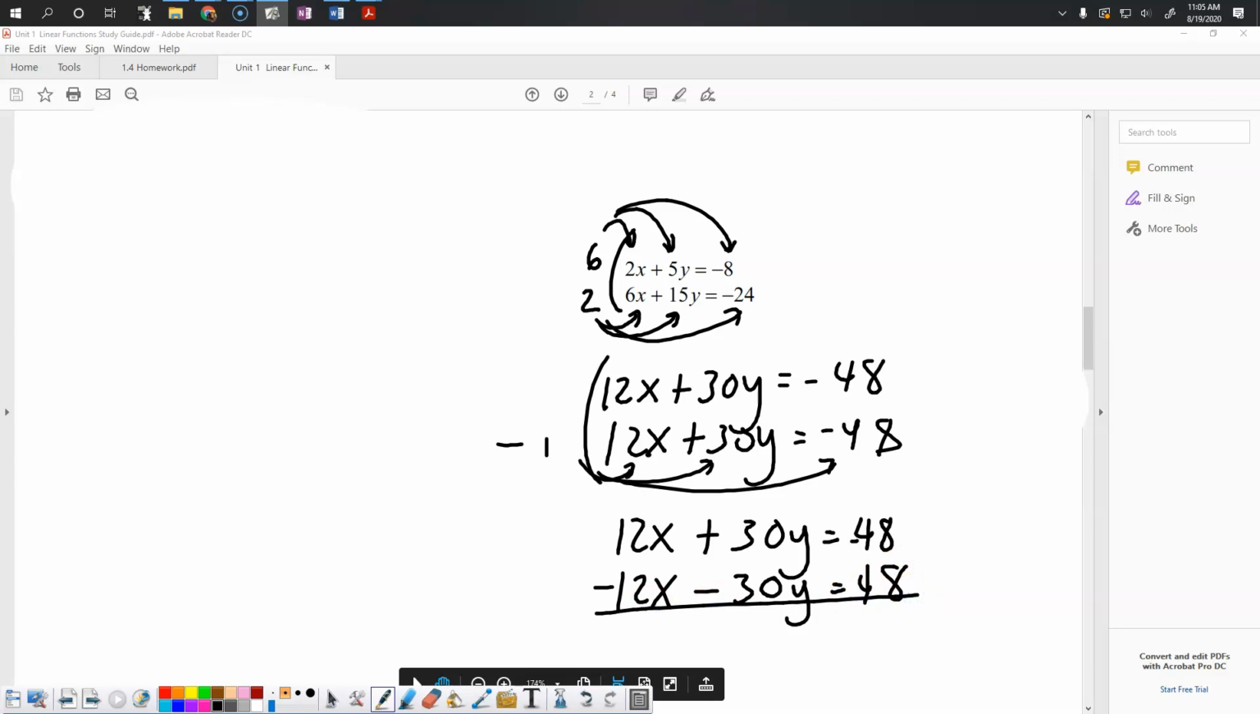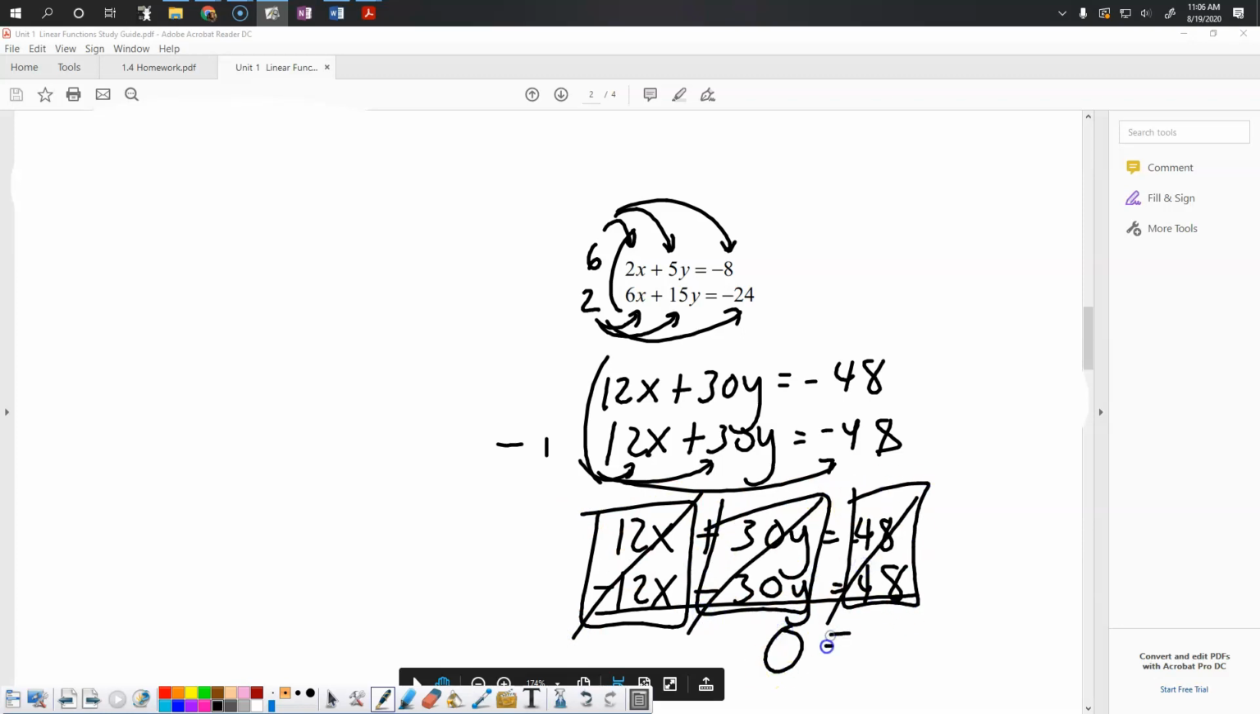So now that we have our equations matched up, we're going to go ahead and combine the like terms. Those cancel, and these cancel. So we're left with 0 equals 0. And as we mentioned on number 23, when both variables go away at the same time, that means either no solution or infinite solutions. In this case, since we had a true statement, the answer is infinite solutions.